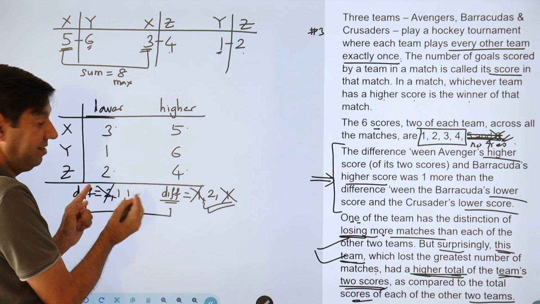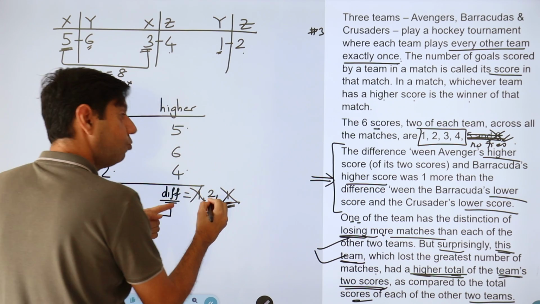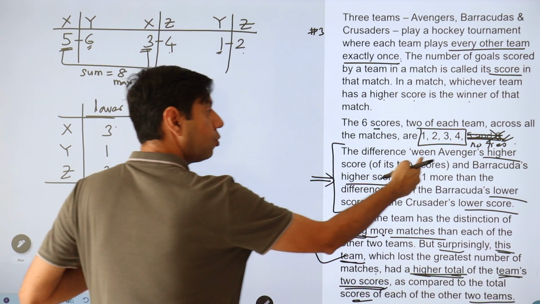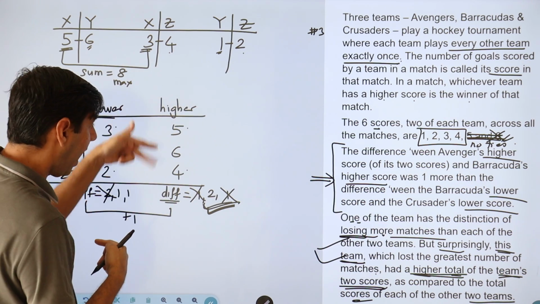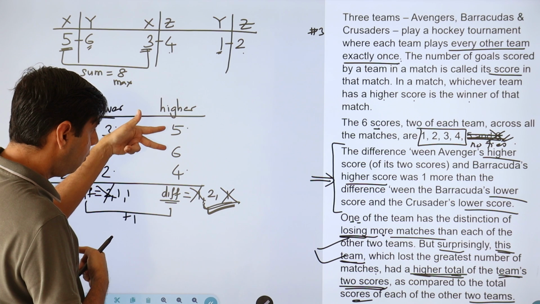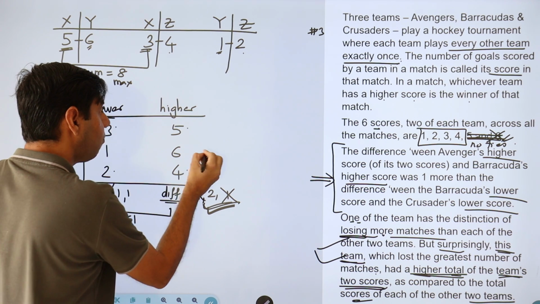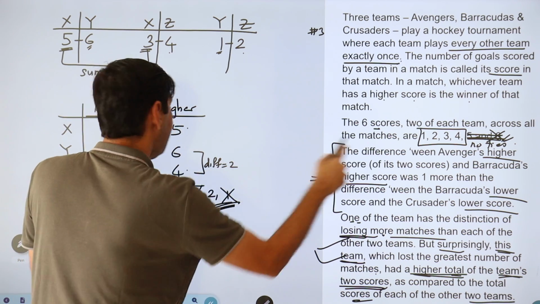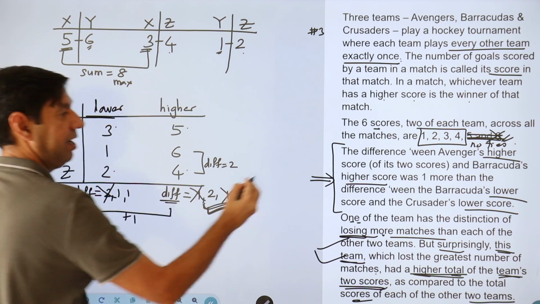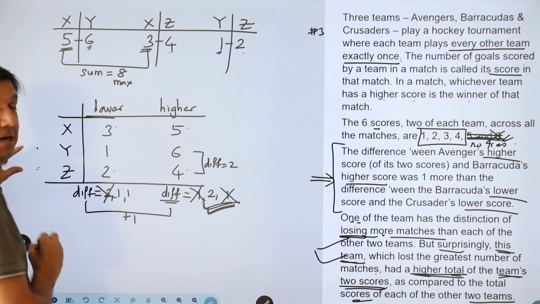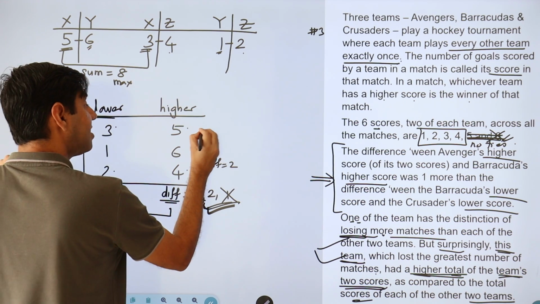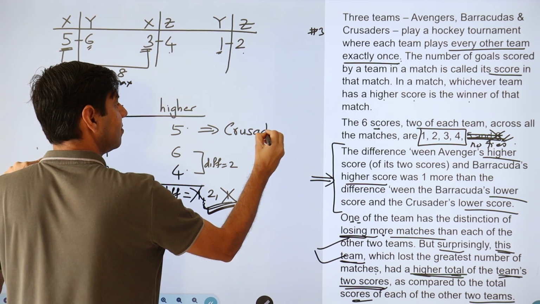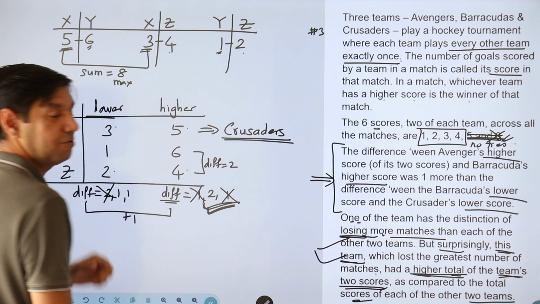Now I don't know which one. This is also interesting, but do I know the difference is 2? Oh, so this difference, talking of the higher scores, is 2. So we are talking of Avenger and Barracuda. Now where is the difference 2? Was it this? No. Was it first and last? No, it was these two that has a difference of 2. Oh, so these two are talking about Avenger and Barracuda. And if these two are Avenger and Barracuda, then this team has to be the third, Crusaders.